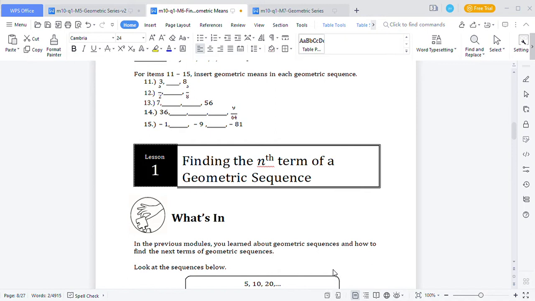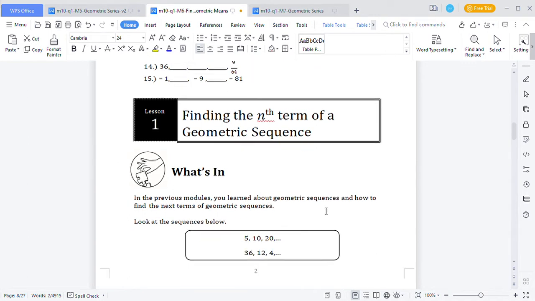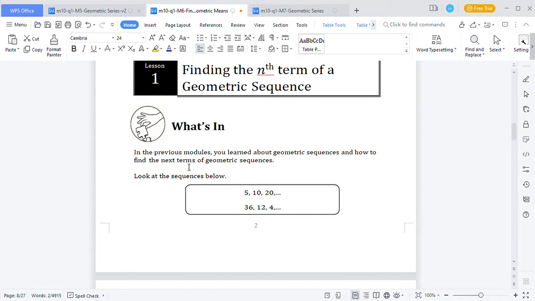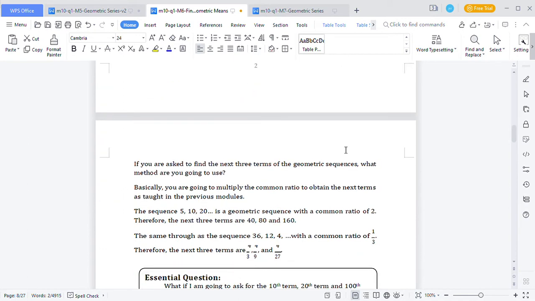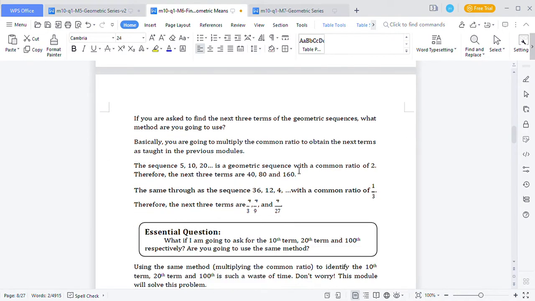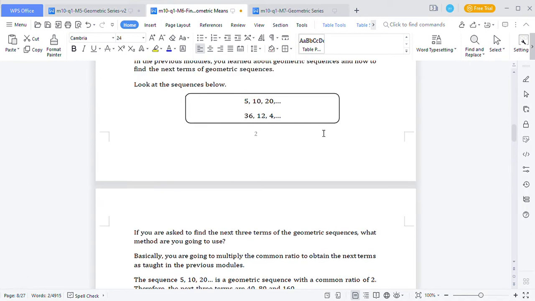Okay, so here we have finding the end term of a geometric sequence. In the previous modules, you learned about geometric sequences and how to find the next terms of geometric sequences. If you have the sequence 5, 10, 20, and so on, and you are asked to find the next 3 terms, what method are you going to use? Now, if you are asked for many terms, like for example, in this sequence, you are tasked to find the 20th term of this sequence.